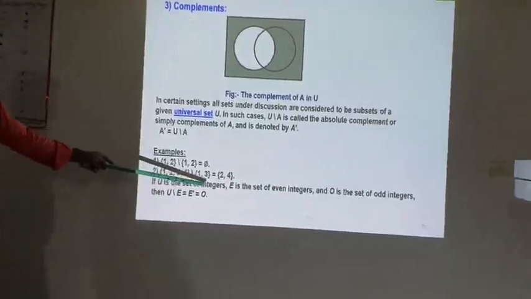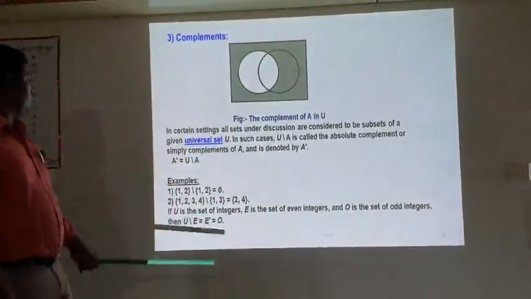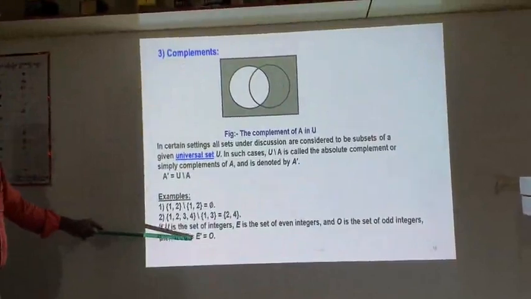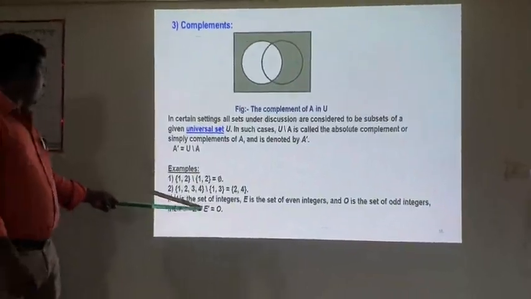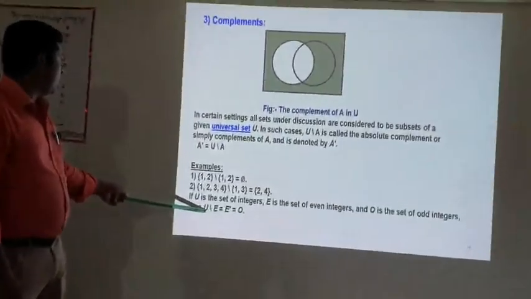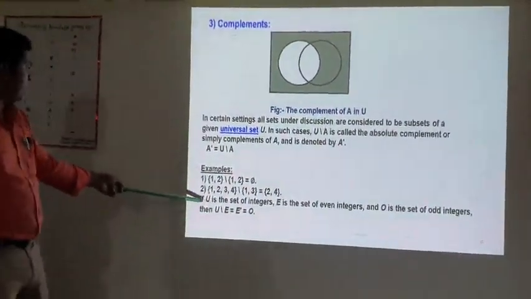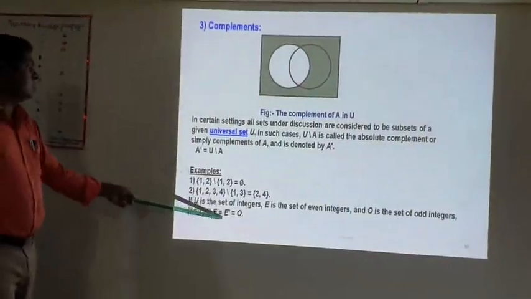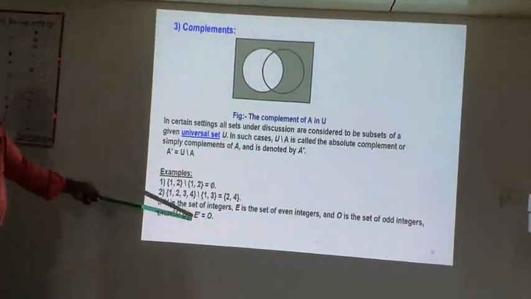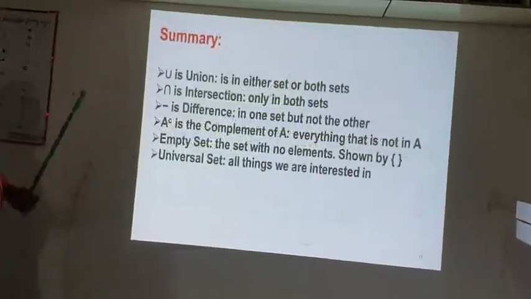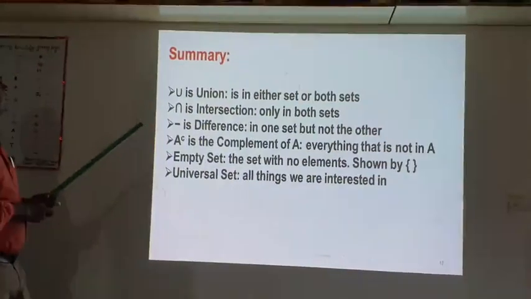If U is the set of integers, E is the set of even integers, and O is the set of odd integers, then U minus E is E dash, which means O. If we find U minus E, where U is the set of integers and E is the set of even integers, we subtract even integers from integers, and the remaining are odd integers. So odd integers are the complement of even integers. That is the complement.